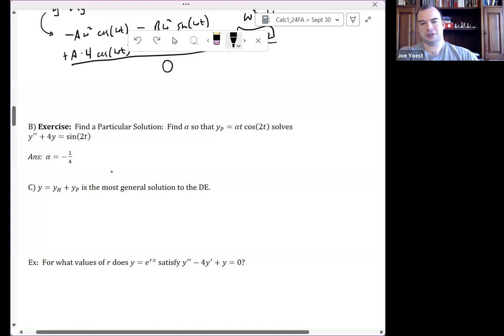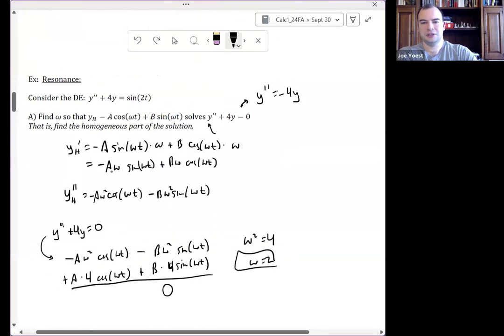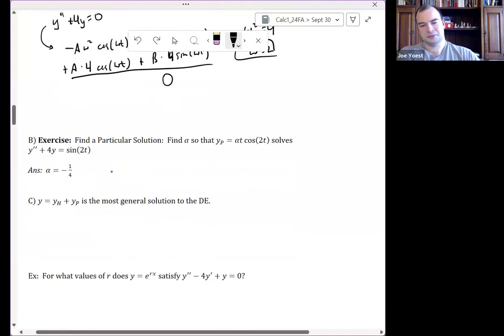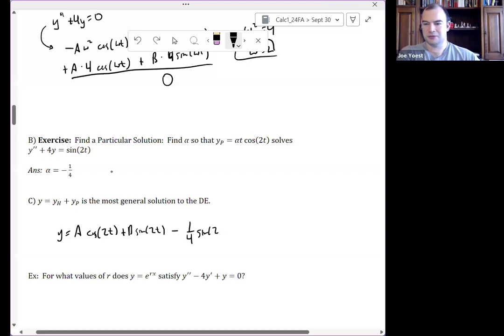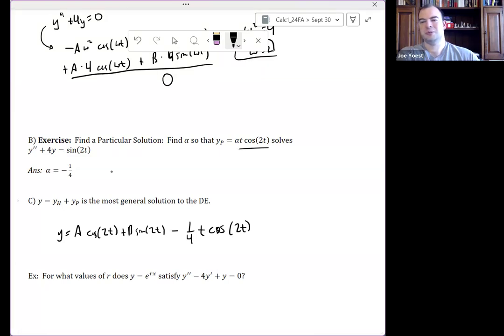And our general solution to this differential equation is the sum of the two. So what do we say? Omega was 2. That was our homogeneous solution, kind of modeling the system itself without the external forcing term. And then -1/4 t cosine of 2t. That's the entire point of this problem.